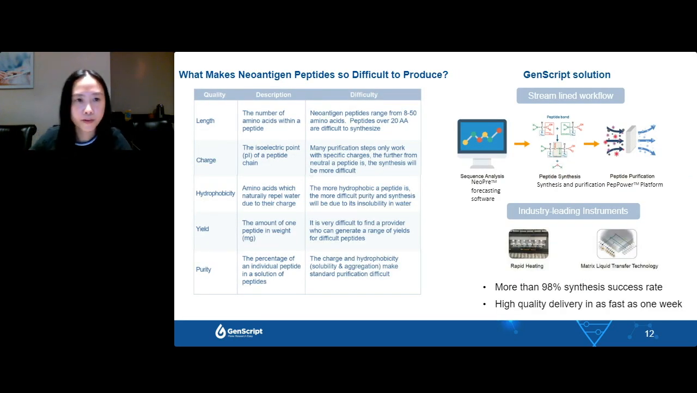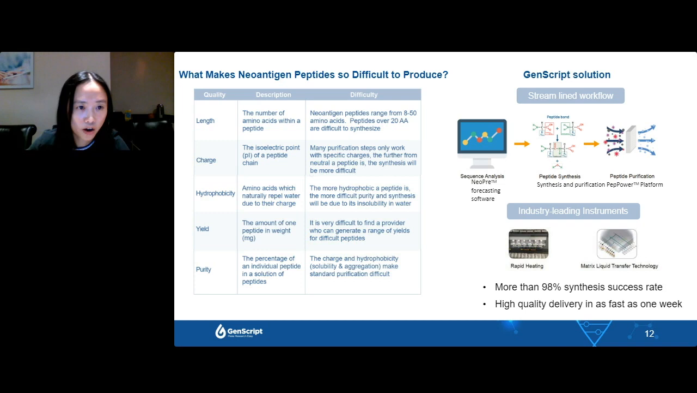So it's very important, but actually it's not easy to produce, and the reasons are listed here. We'll consider the length, the charge, hydrophobicity, yield, and purity. For neoantigen peptides, if it's over 20 amino acids, it's difficult to synthesize.